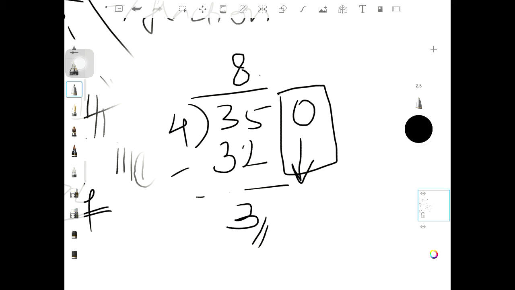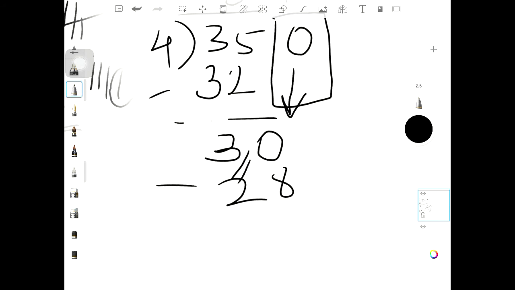So you simply take the 0 down, and now instead of 3, you have 30. Now again, if you recall the table, we know that 32 is 8 times 4, and we need a number which is lesser than 30, so we can't take 32. So we check for 7. 4 sevens are 28. And is 28 less than 30? Yes. So we can take 7 and we take 28. We subtract it and now we have 2.